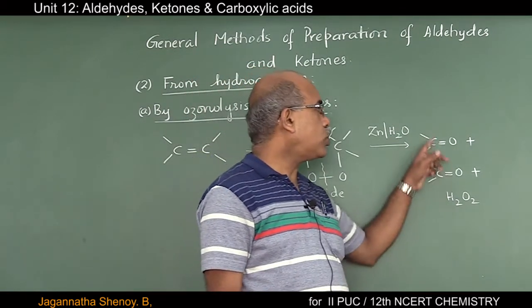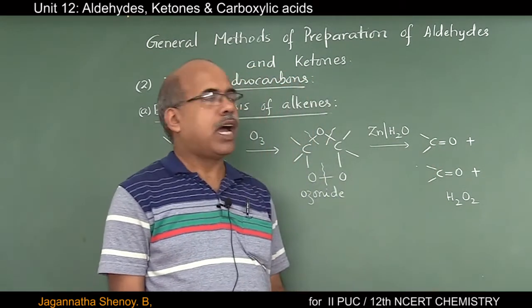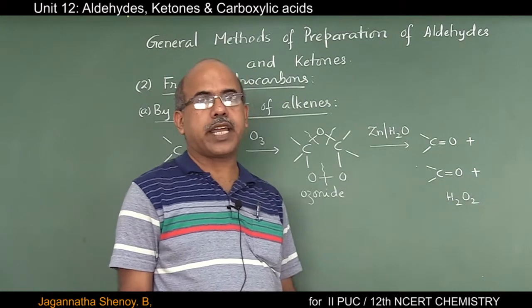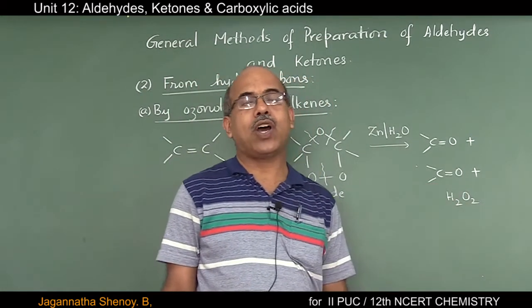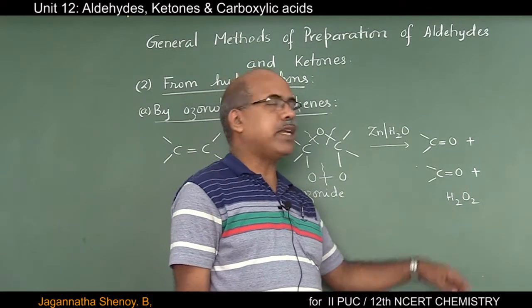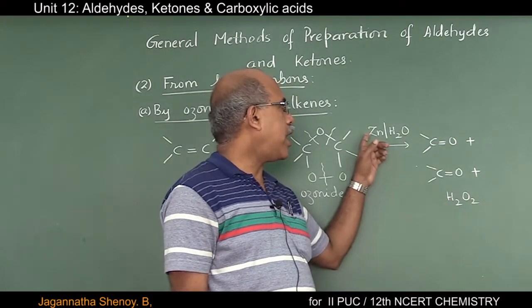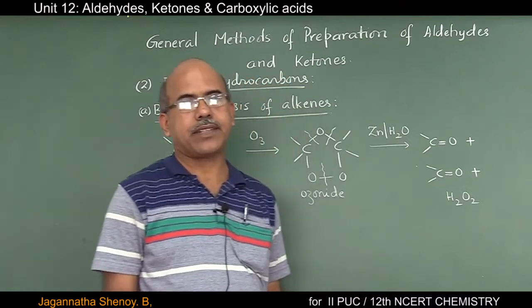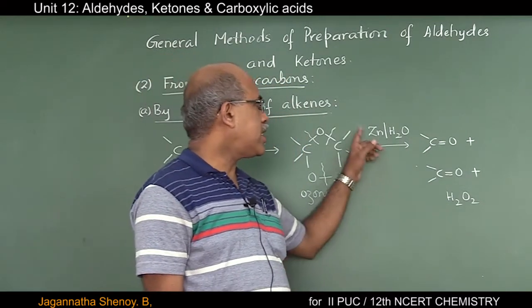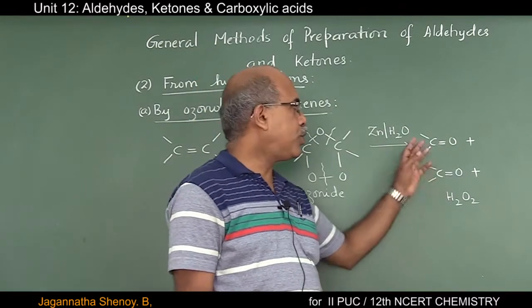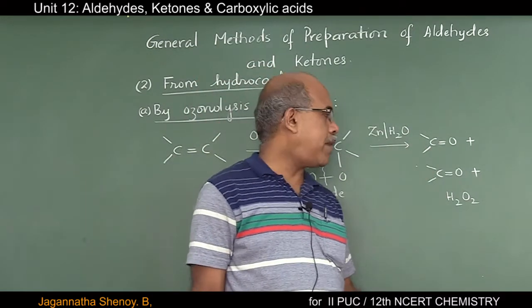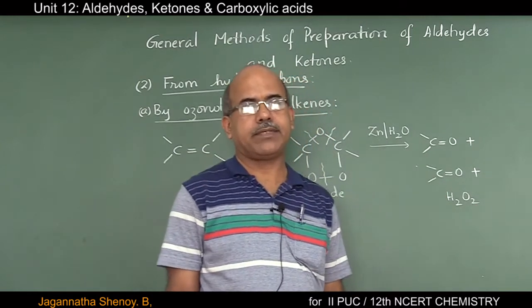So, if you want to stop the reaction at the aldehydic stage or ketonic stage, I have to ensure that hydrogen peroxide does not oxidize, and that can be done by providing a reducing agent like zinc. Or in other words, zinc prevents the oxidation of aldehyde to carboxylic acid by hydrogen peroxide.